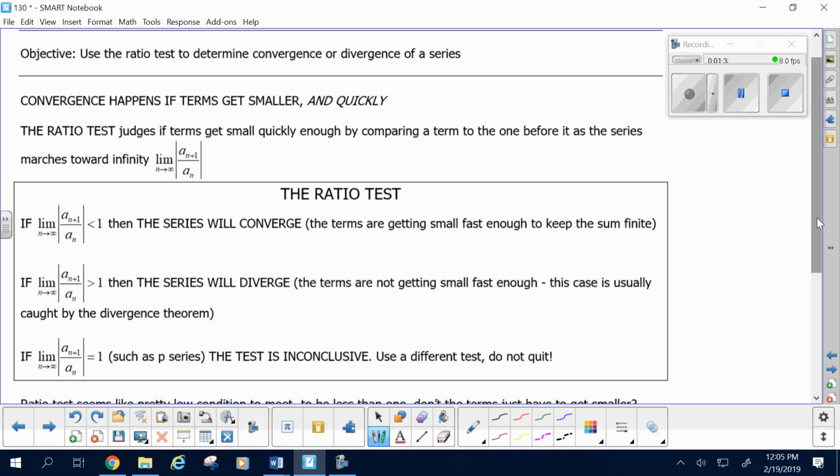And so it's not enough to say the terms get small. They have to get small fairly fast. Now, what does fairly fast mean? That's where the test comes in. There's a numerical test for fast enough. The ratio test goes like this.